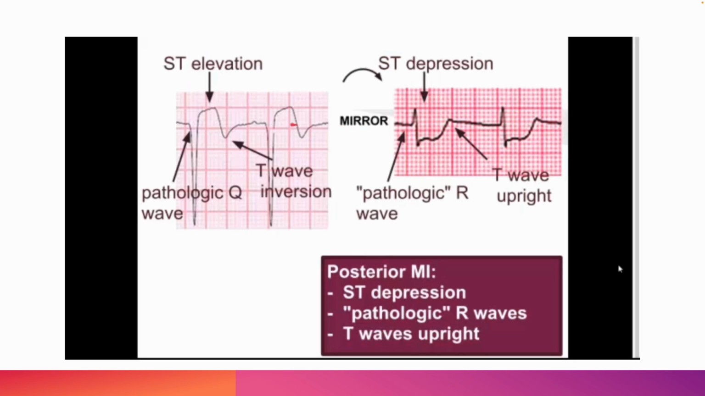So what we do is we look at the wall in front of it, which is the anterior wall, and instead of an ST elevation, you would have an ST depression. And instead of a T wave inversion, you would have an upright T wave. And instead of a Q wave, you would actually have a pathological R wave. And this all happens in V1 and V2.